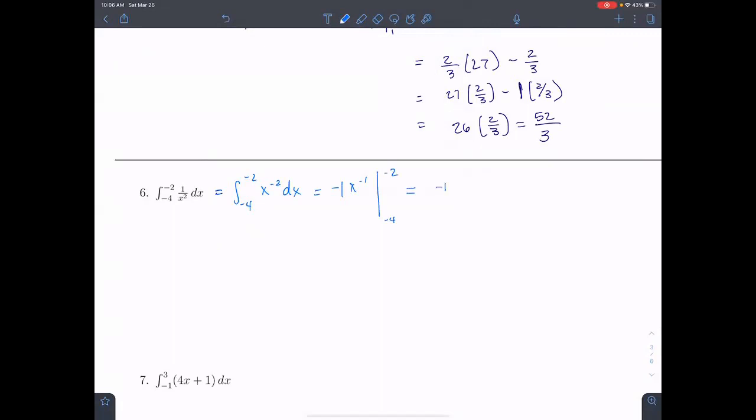So we have -1 times -2 to the negative. Ugh, I hate this. Let me rewrite this first. There's too much happening there. We'll write this as -1 over x, evaluate it from -4 to -2. All right, so then we have -1 over -2, top minus bottom, -1 over -4. So we have 1/2 minus 1/4. That's 2/4 minus 1/4, so 1/4.